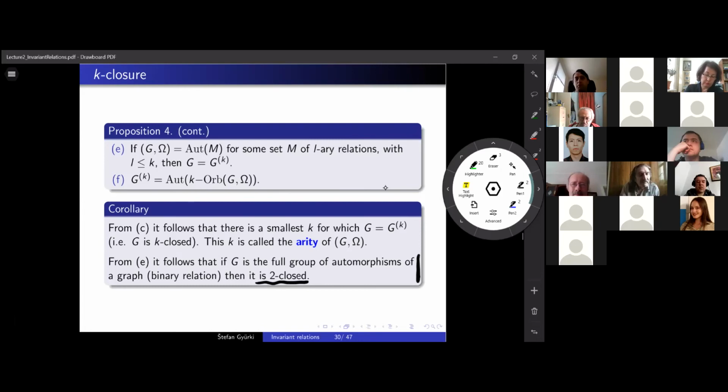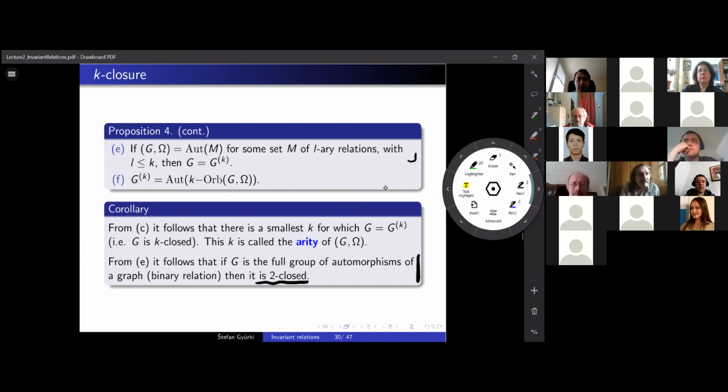One has to make a difference between Frucht's theorem for abstract groups, which says that each abstract group appears as a full group of automorphisms of a graph, but that theorem is considering abstract groups. Here we are in fact saying that not each permutation group appears as a full group of automorphisms of a graph, because not each permutation group is 2-closed. Of course, this is a consequence of the fact that the same abstract group can be represented in many, many ways as a permutation group, in many different kinds of actions and degrees and so on.